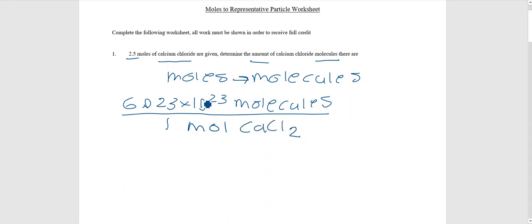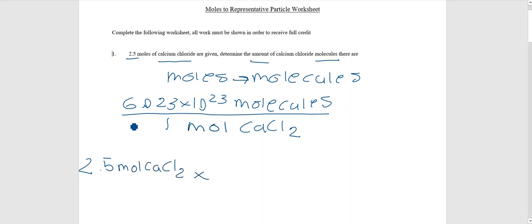Now notice how it has both of the units that we're trying to convert from and to. So we have moles right here at the bottom, which is what we start with, and it has molecules up here at the top, which is what we want to finish off with. So this is why this is the unit conversion that we're going to use. So you just start off with whatever your starting material is. So we have 2.5 moles of calcium chloride.